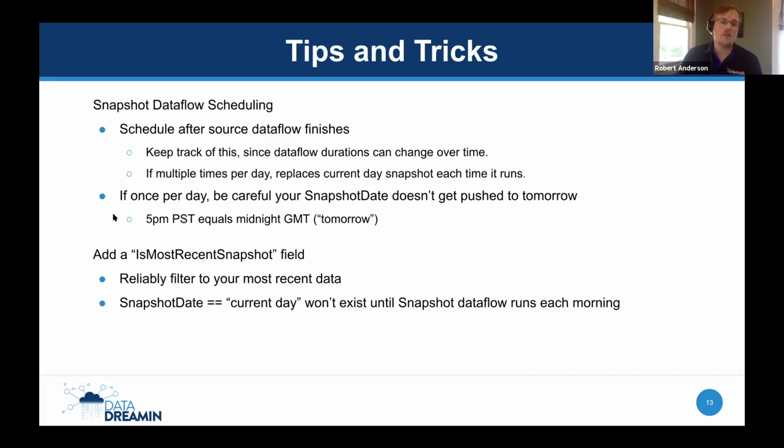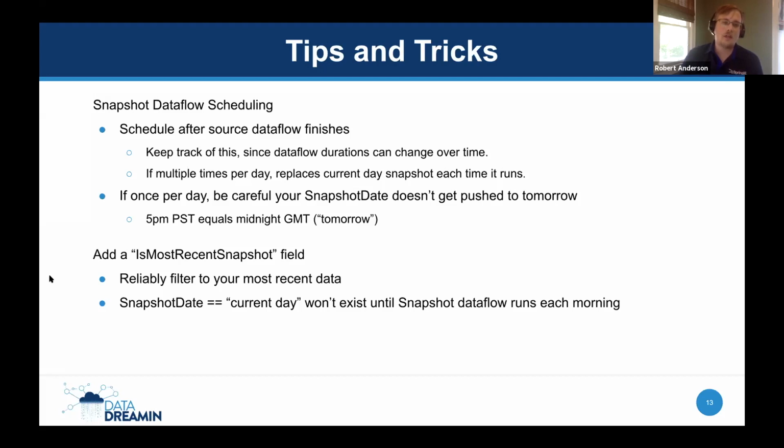And one note, if you only run once per day because it takes long enough to run, or you really only need it updated once, be careful that your snapshot date doesn't get pushed to tomorrow. I believe Einstein Analytics gets stuck on GMT, or that might be set by org with time zones. But if you're at 5 p.m. Pacific Daylight Savings Time, that's actually midnight. So we've seen cases where today is September 19th, we run our data flow at 5 p.m., but then actually it shows up with the date of September 20th. So if you want September 19th to mean end of the day on September 19th, then take that into account.